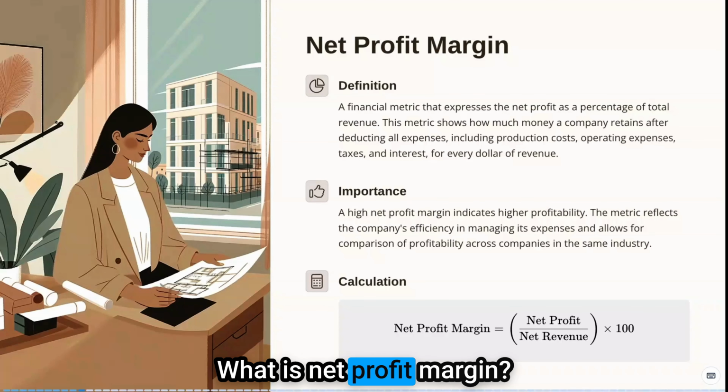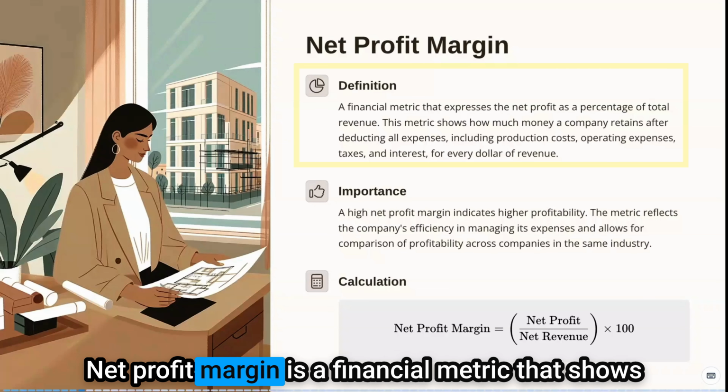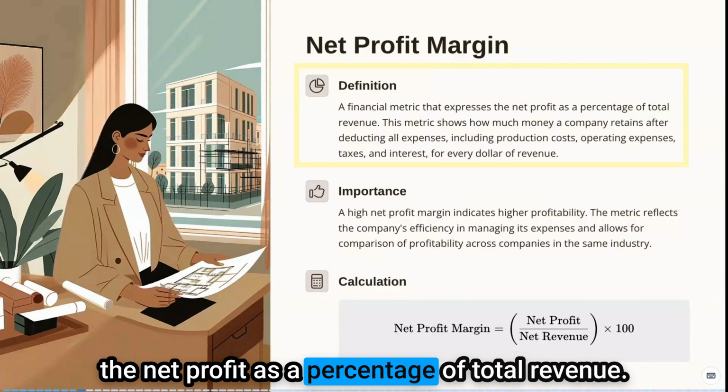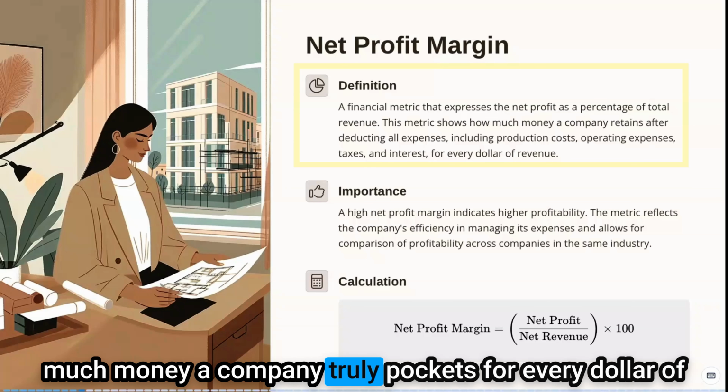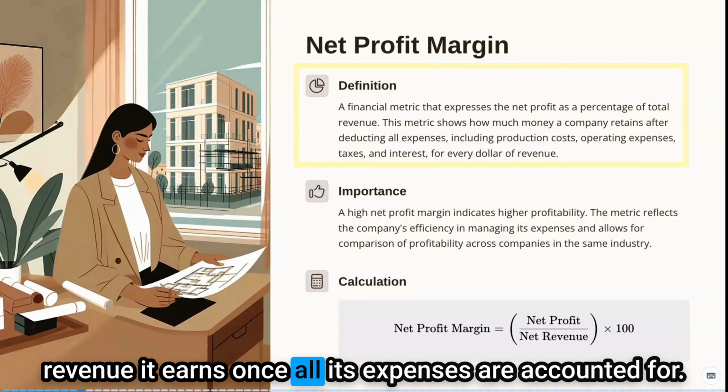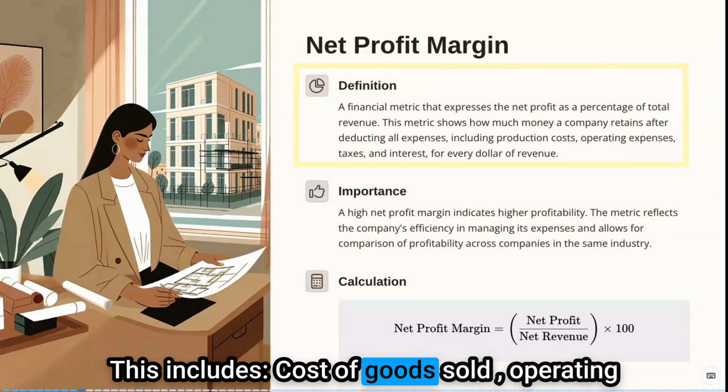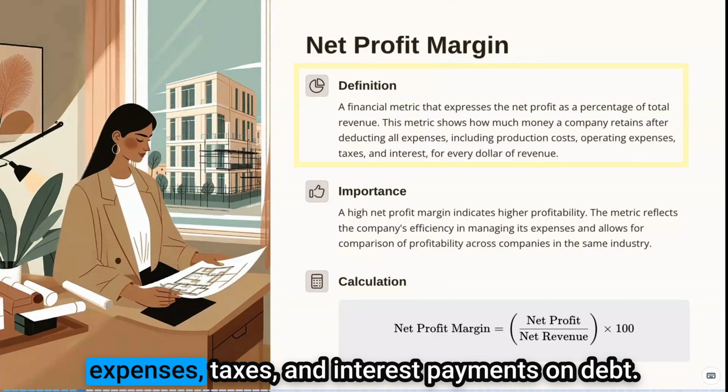What is net profit margin? Net profit margin is a financial metric that shows the net profit as a percentage of total revenue. Think of it this way. This metric tells you exactly how much money a company truly pockets for every dollar of revenue it earns once all its expenses are accounted for. This includes cost of goods sold, operating expenses, taxes, and interest payments on debt.